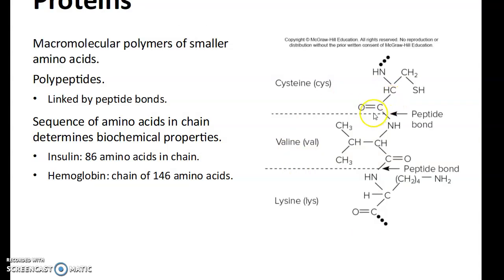And for example, when you have this one right here, this is cysteine, okay? And this is valine, and this is lysine. Lysine plus this one. And the most common one is the one that makes up the aspartame, right? That's a very common two-peptide sweetener that is formed. So insulin has 86 amino acids in the chain.